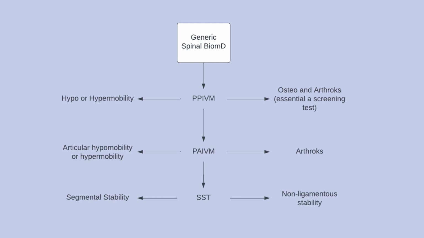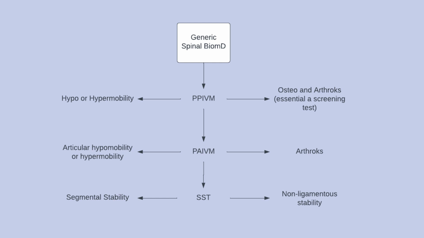The PPIVM tests for hypo or hypermobility. It does not test for stability. And you have to infer stability initially by the presence of hypermobility and subluxations. Now the subluxation is a different phase of instability. This is when it is hyperstable, but that's pathological. And it's usually a transient period of the instability of that segment. But yes, it tests for hypo or hypermobility.